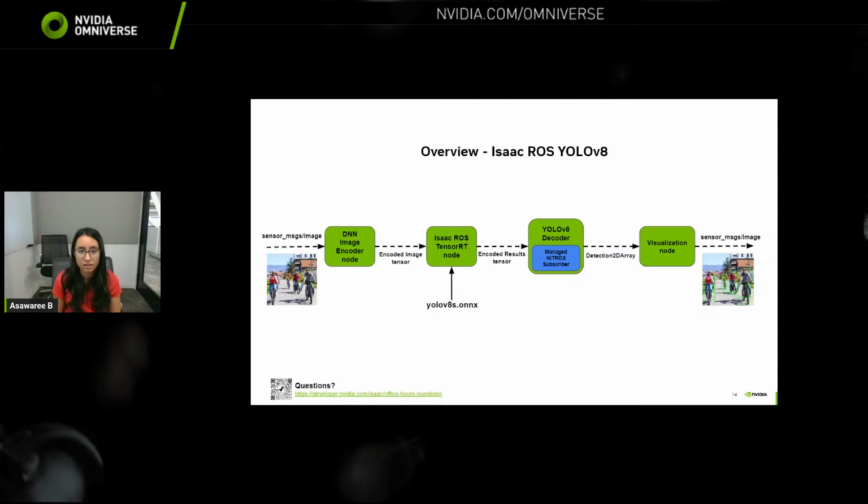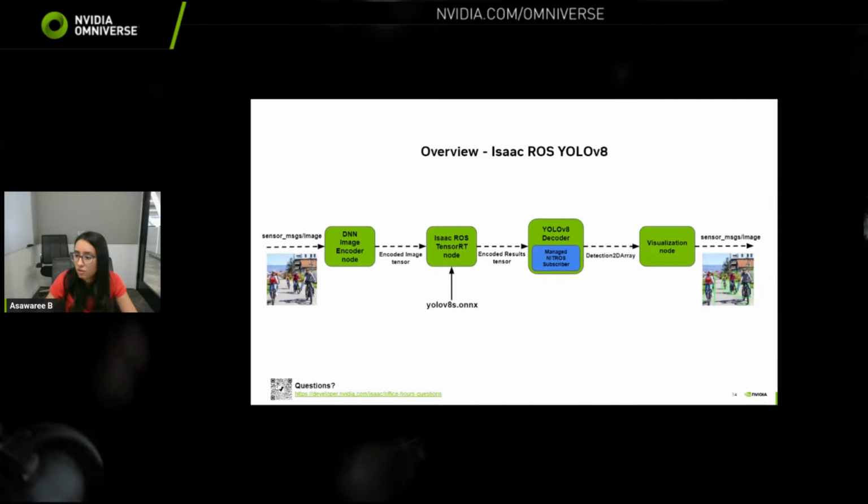And then you have your decoding logic, where you implement the decoder as a standard ROS 2 node, or you add the managed Nitros publisher and subscriber to make it Nitros capable, to keep all the data on the GPU. And then you pass that to a potential visualization node, at which point it can either be converted back to a ROS 2 standard message or be kept as a Nitros type message.